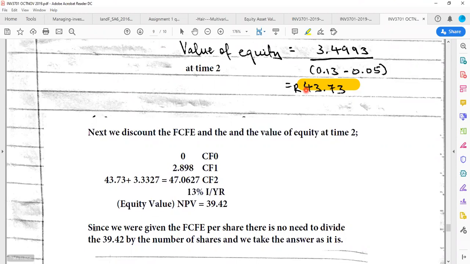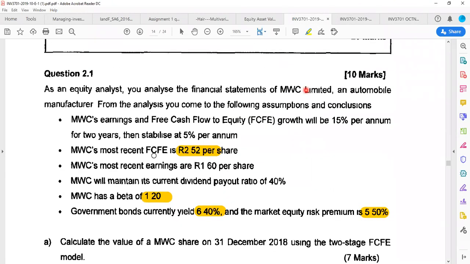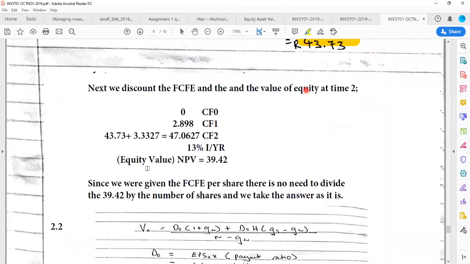Today at time 0. So since in this case, we were given the free cash flow to equity per share, you see this is important, it's the free cash flow to equity per share. It's not the total free cash flow to equity for the entire company. If it was for the entire company, it would mean that the answer we get here for equity value, we would need to divide by the number of shares. But in this case, since we're given the free cash flow to equity per share, there is no need to divide the 39.42 by the number of shares.